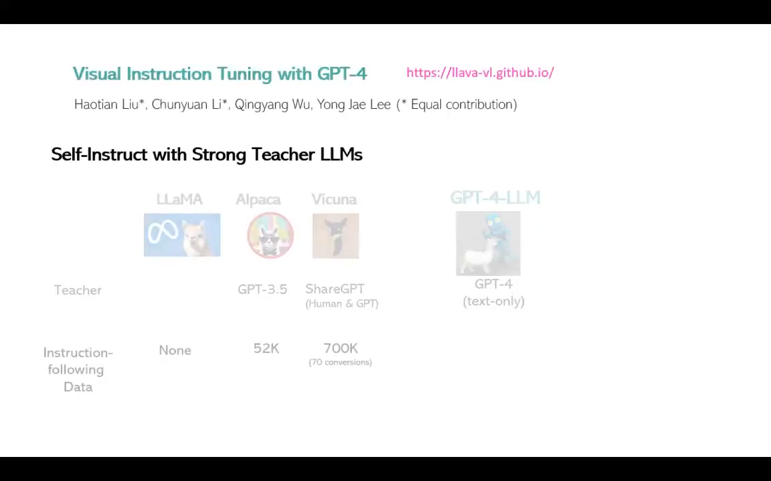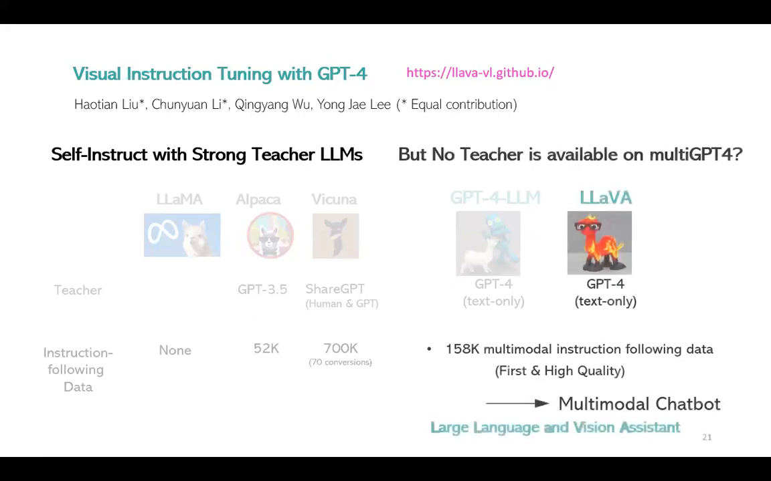In NLP, we have seen that self-instruct is very successful. That's because we have a very good teacher, which always takes in language input and outputs language as well. In the multimodal space, the question is that we don't have a public multimodal GPT-4 yet. We don't have a good teacher. So there is a unique challenge: how could we leverage this language-only teacher to construct multimodal instruction following data? In LLaVA, we provide an initial way to construct such data and train a multimodal chat agent.